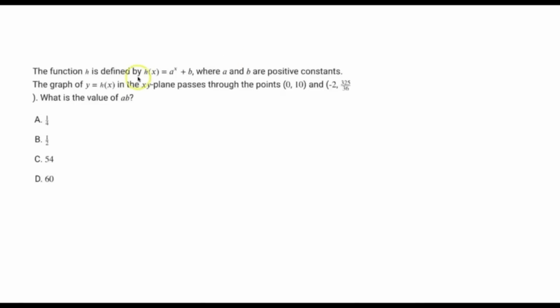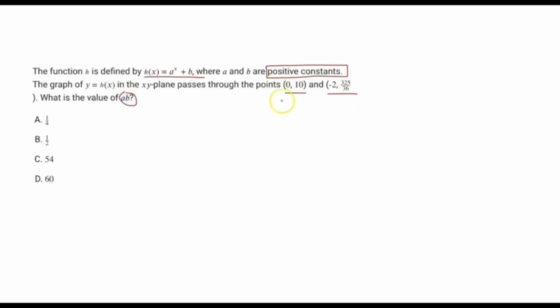Function h is defined by h of x equals a^x plus b, where a and b are positive constants. All right, so let's just keep that in mind. The graph of y equals h of x in the xy plane passes through (0, 10) and (-2, 325/36). What is the value of a plus b?